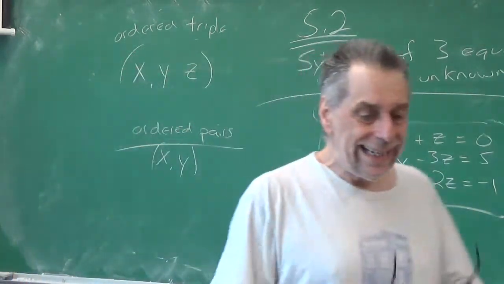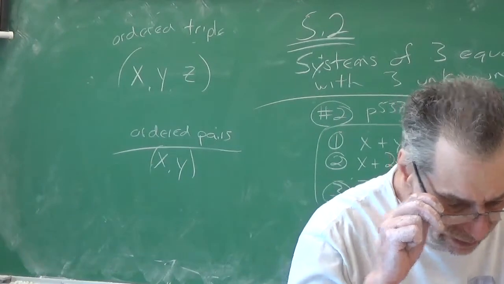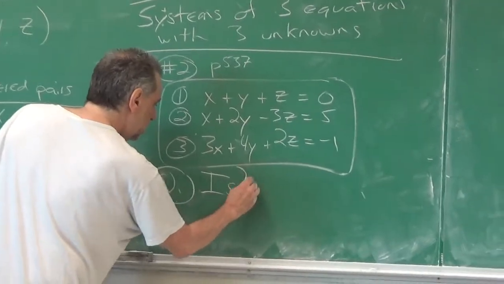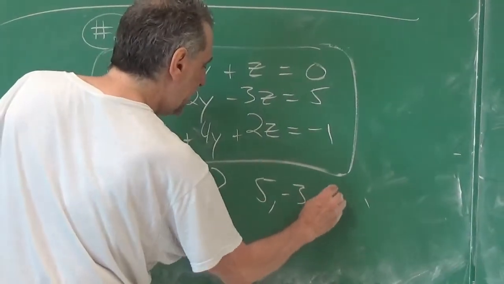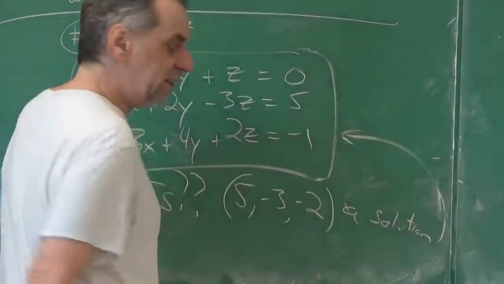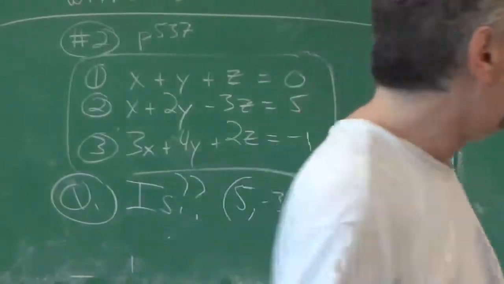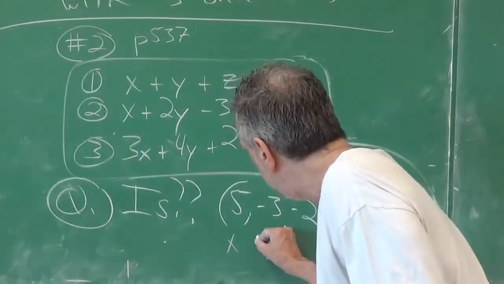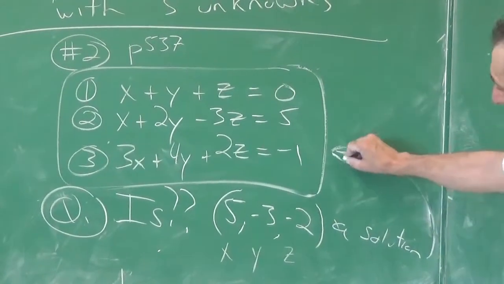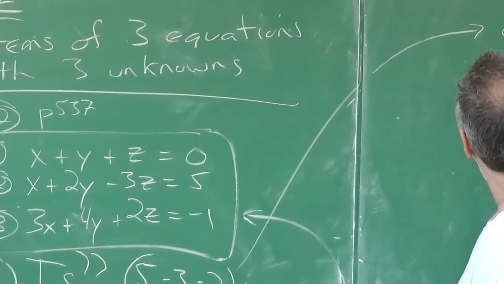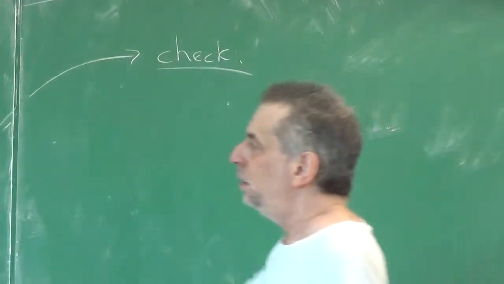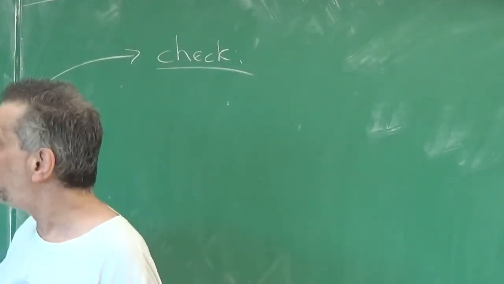So number 2 says, is 5, negative 3, negative 2 a solution to this system? Did I get that right? 5, negative 3, negative 2. All right, so again, it's always x, y, z. So just like before in section 5.1, we're just going to check to see if that x, y, z triple makes all 3 of these equations true. It has to make all 3 of them true.